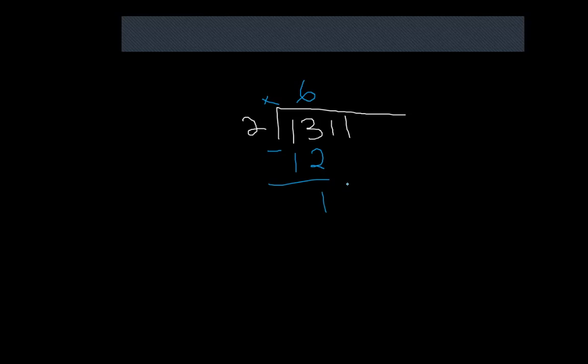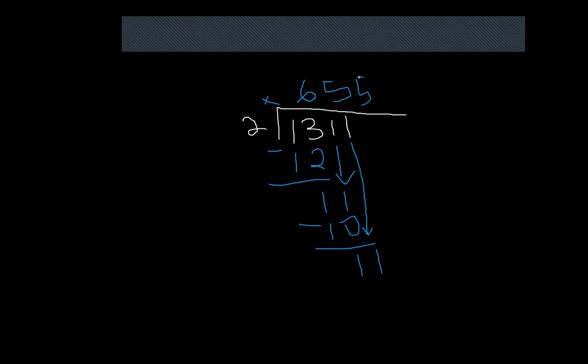You bring down the 1. Then you say 2 into 11, what's that? That's 5. 5 times 2 is 10. So that's minus 10. 11 minus 10 is 1. You bring down the last one, you put it in. 2 into 11, also 5, because we just did that. 5 times 2 is 10, so that's minus 10. 11 minus 10 is 1.